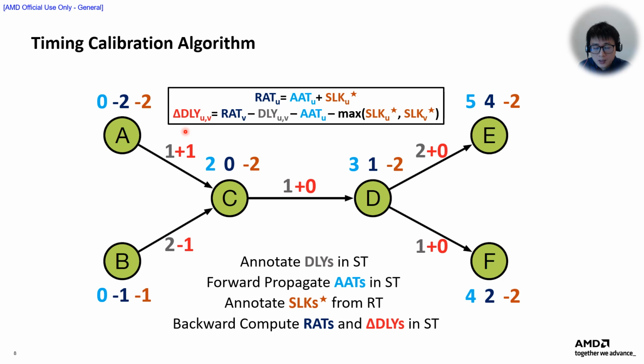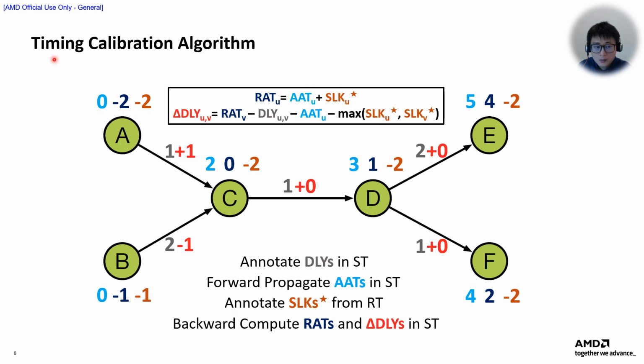Here, I just want to give you some sense of why this timing calibration algorithm works. If you look at timing node C, its arrival time actually comes from BC instead of AC in the simple timer, right? Because BC has a delay of 2 and AC has a delay of 1. That means if timing node C is timing critical, then based on the simple timer, we should optimize BC over AC. However, if you look at the reference timer, it tells you the opposite, right? Because A has a slack of -2 and B has a slack of -1. That means AC is actually more timing critical in the reference timer.